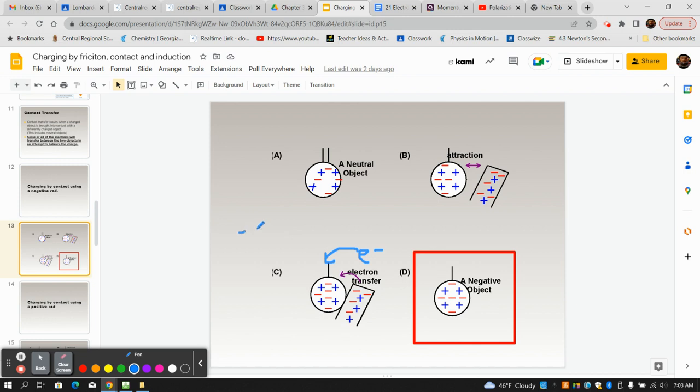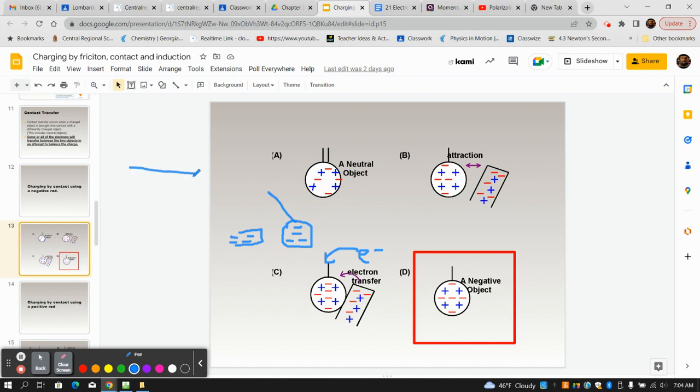And then what would happen is, okay, if this was negative still, and now the ball is negative, let's say it's hanging on a string. Well, if they're both negative now, they're going to repel. They're going to want to go away from each other.